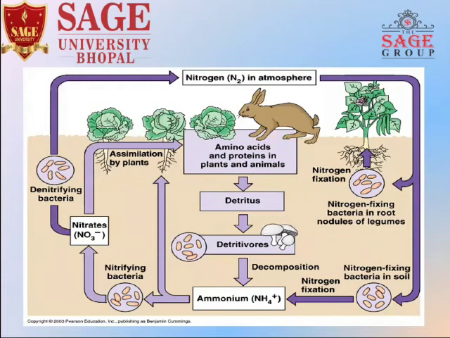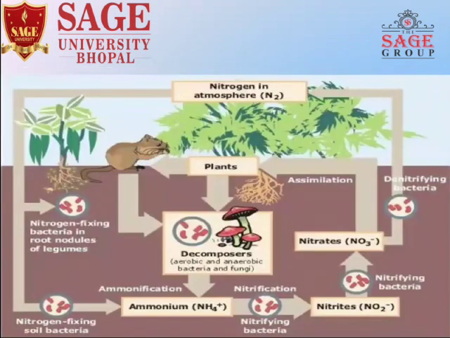This is the nitrogen cycle. Nitrogen is present in the atmosphere. Nitrogen fixing bacteria in the root nodules of legumes use this nitrogen, and nitrogen fixing bacteria in the soil convert it into ammonia through nitrogen fixation. With the help of nitrifying bacteria, this ammonia is converted into nitrates, and with the help of denitrifying bacteria, these nitrates are finally converted into atmospheric nitrogen, which is released back into the atmosphere. Okay, so that's it for the nitrogen cycle.